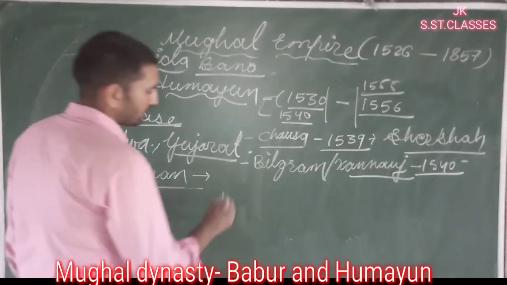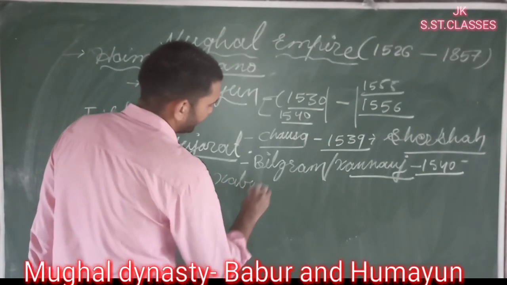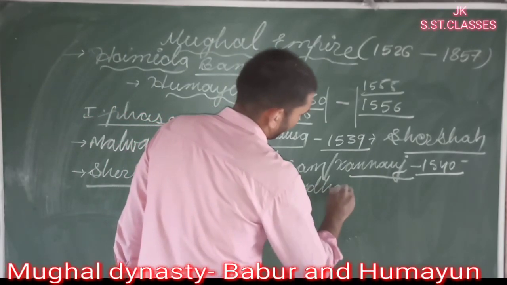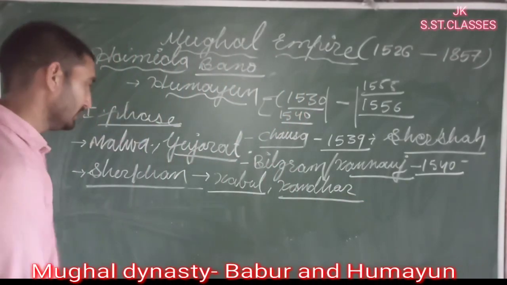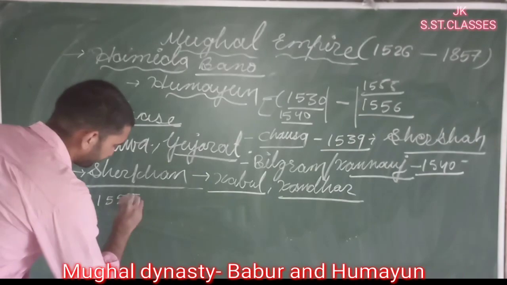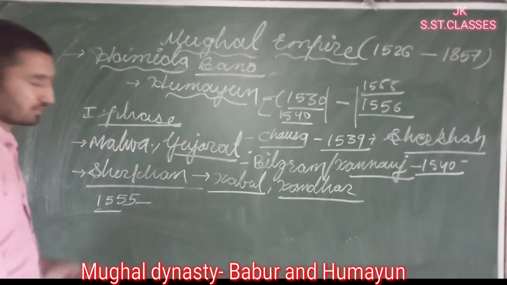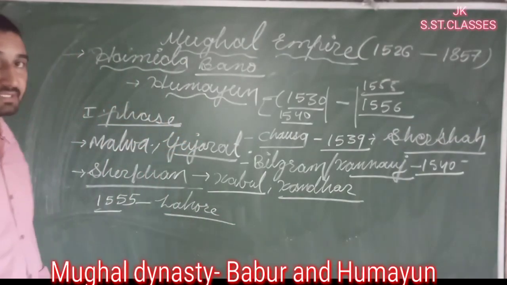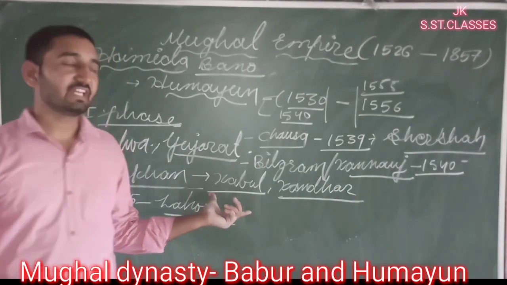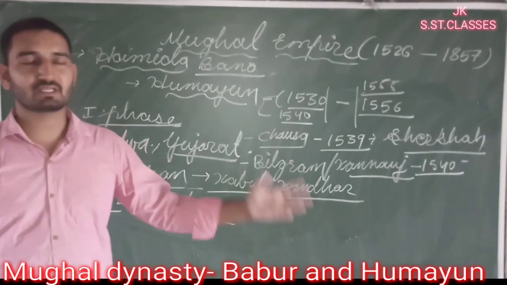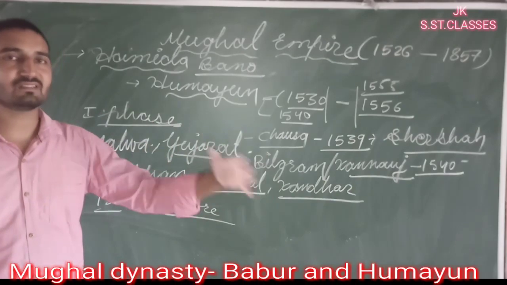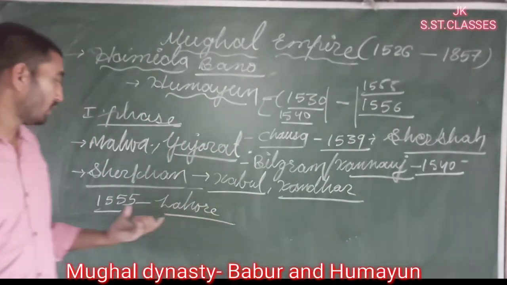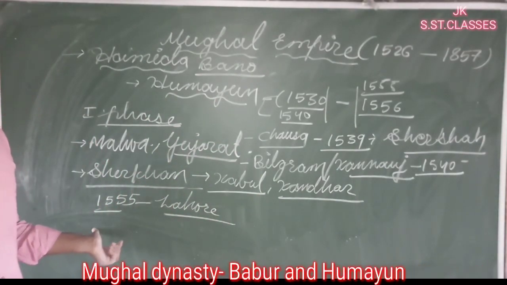First of all, he occupied the region of Kabul and Kandahar. Then in 1555, Humayun conquered the region of Lahore. Means after winning Kabul and Kandahar, his first effort to re-establish his empire over Hindustan, over India, was occupying the region of Lahore in 1555.